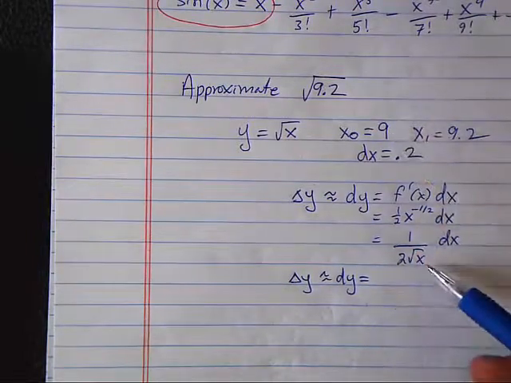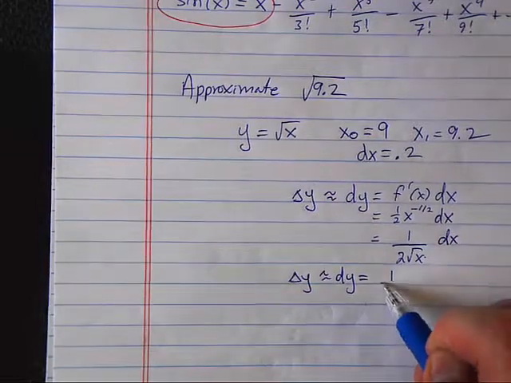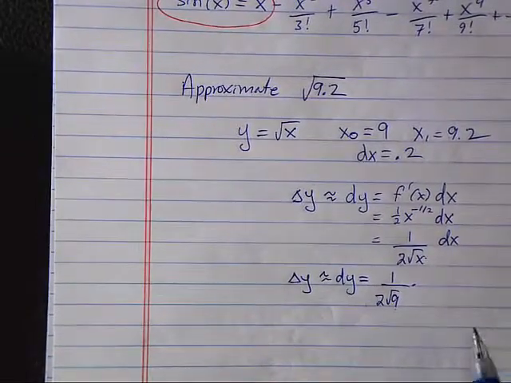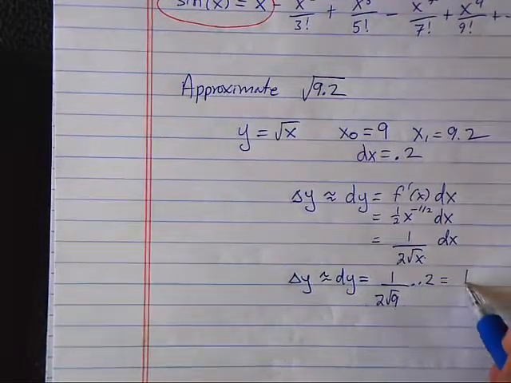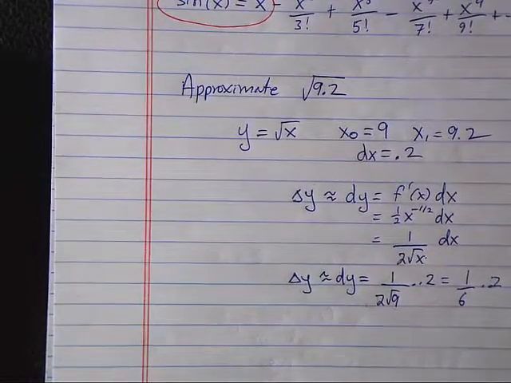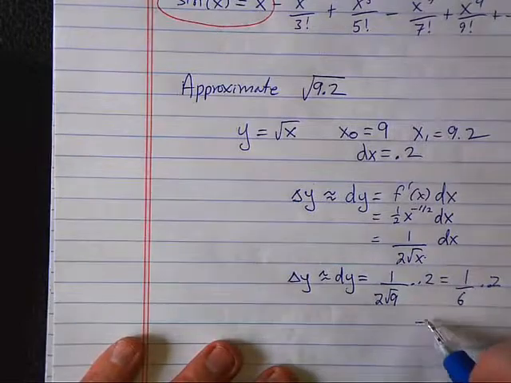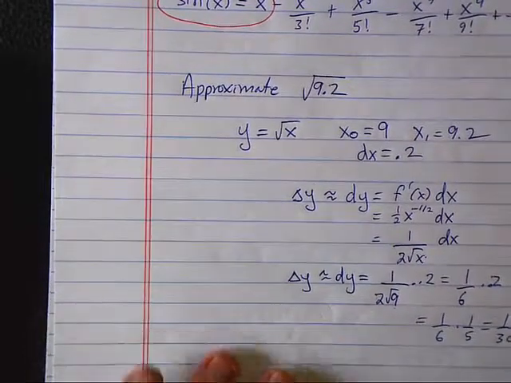So for my x number, what am I going to plug in? 9. So that's going to be 1 over 2 square roots of 9 times dx. dx is 0.2. So that's 1 over 6 times 0.2. It's how much? 1 over 30. How'd you get 1 over 30? 0.2 is 1 over 5. So that's 1/30.